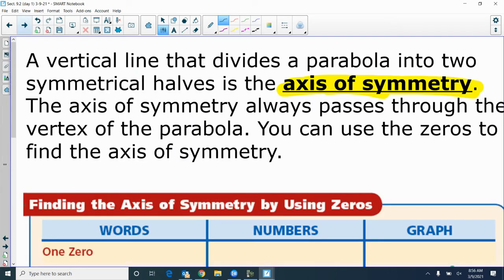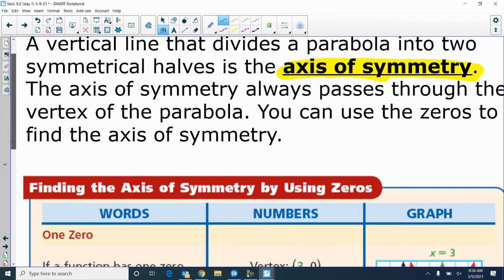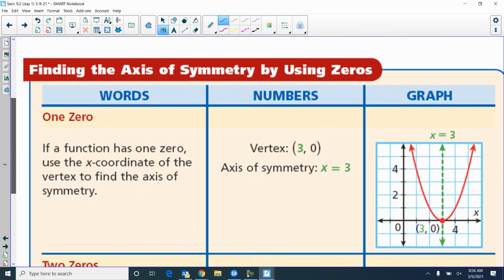Axis of symmetry. Okay, it is the vertical line that divides it in half. It cuts it in half. It has to go through the vertex. So if you look at that little graph there, if the vertex is right here, the axis of symmetry has to go right through it. The axis of symmetry is always an equation that starts with x. Vertical lines always have an x. We talked about, it's been a little while, but we talked about things like x equals 3. So it's going to cut it in half.